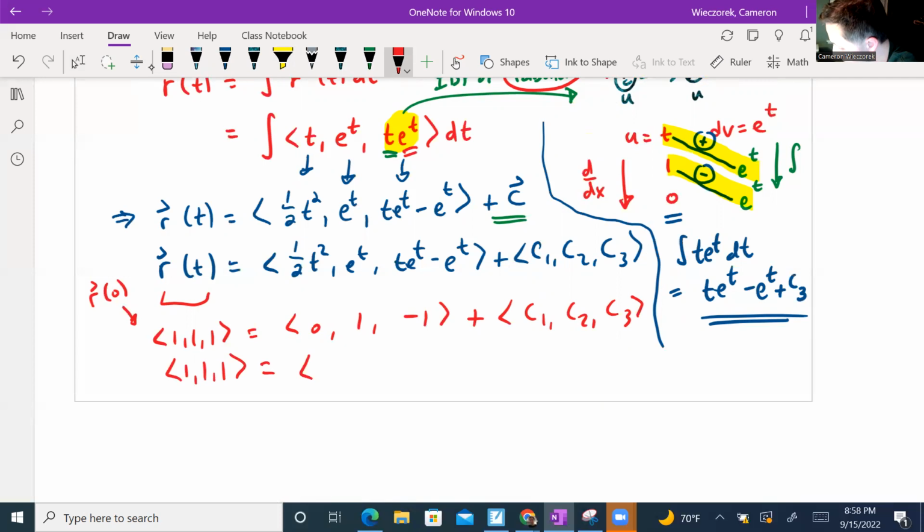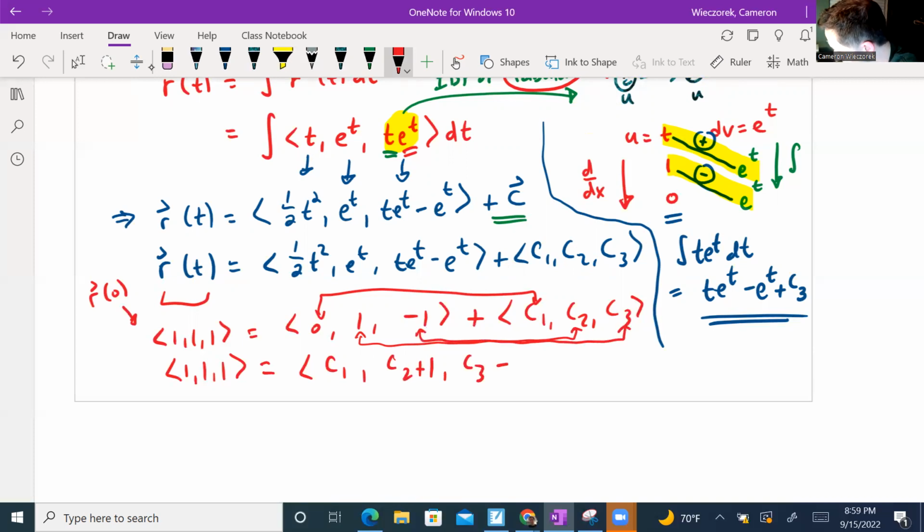So I'm going to get component by component 0. I'm going to add these two. 0 plus C1 would be C1. I'm going to add the second two. This would give me C2 plus 1. I'm going to add the third ones, C3 minus 1.